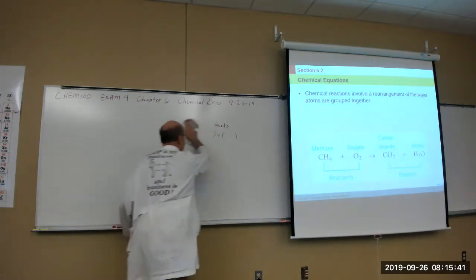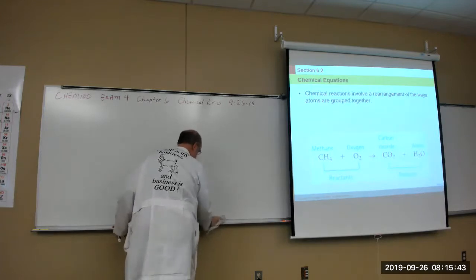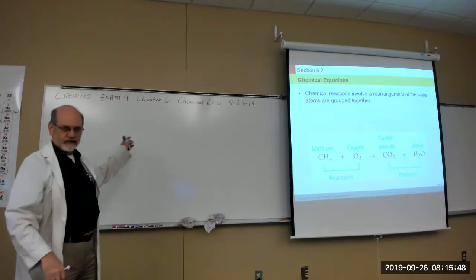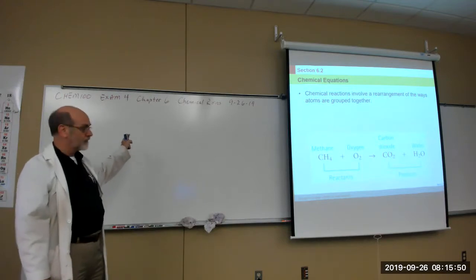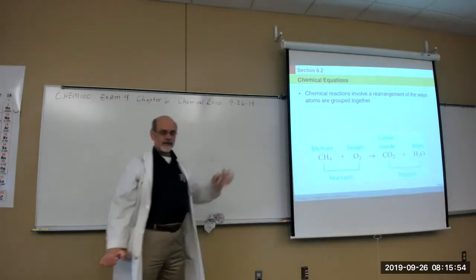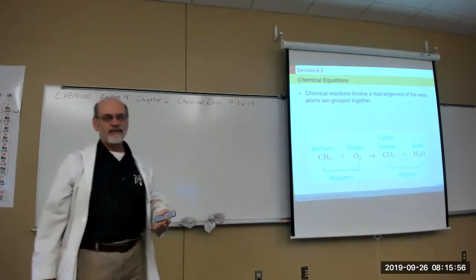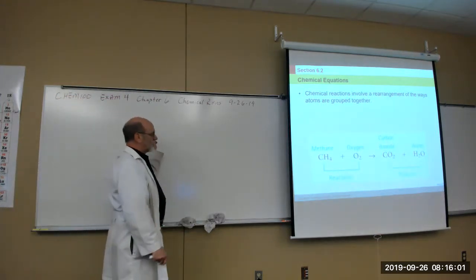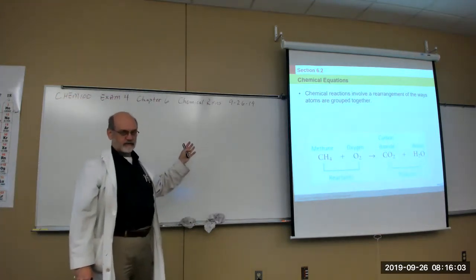But the first thing you have to do is be certain of your reactants and products. What are your reactants? Elements, compounds, and what are your products? That's why we spent so much time on correctly writing compounds. If you don't have them written correctly, you'll never be able to balance your equation.